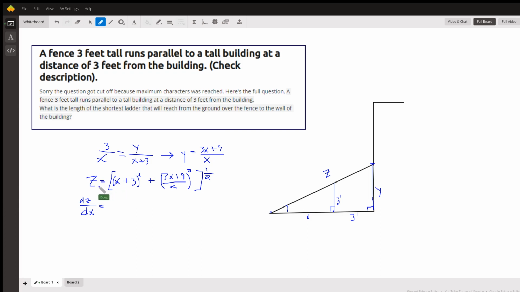And the length of the ladder by the Pythagorean theorem is the square root of this leg squared plus this leg squared. But Y is replaced by 3X plus 9 over X. There's your function, Z, depending on the length of X, how far from the fence we place the base of the ladder. If we could find the derivative of Z with respect to X, set it equal to 0, we'd have the critical number, and we think that that probably gives us a minimum.